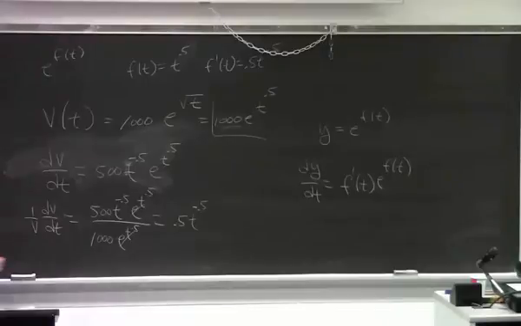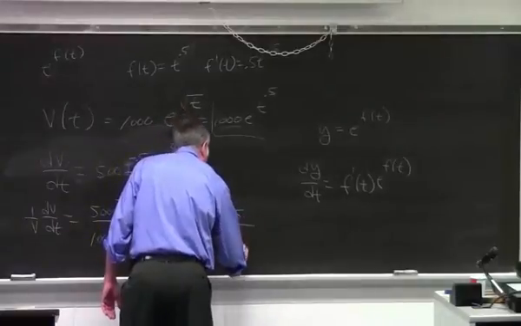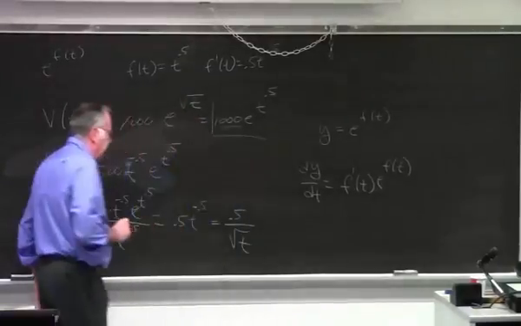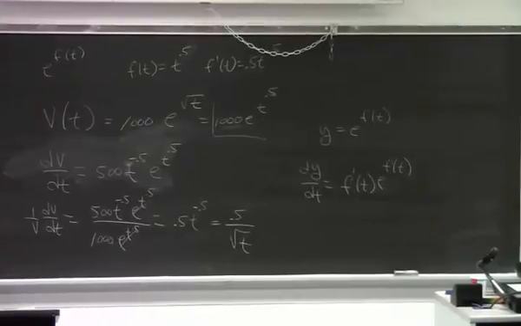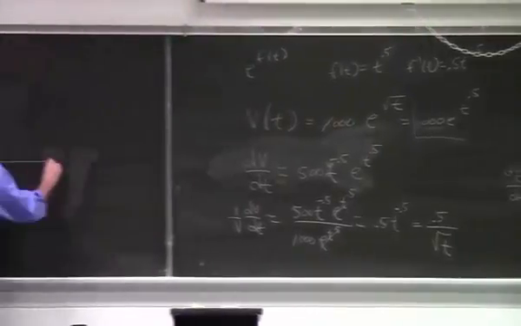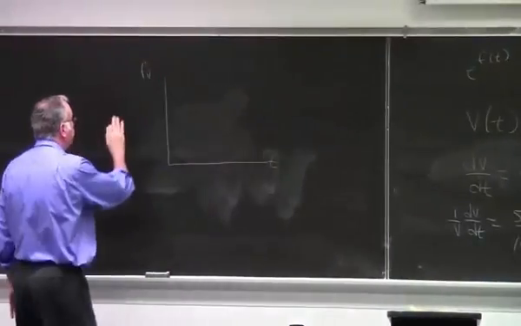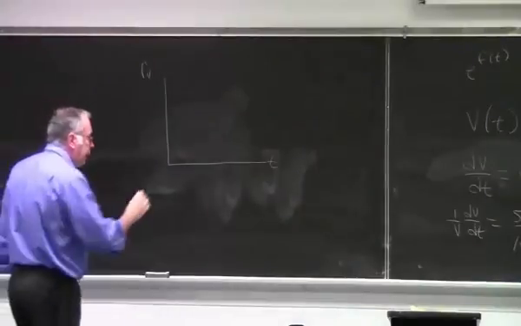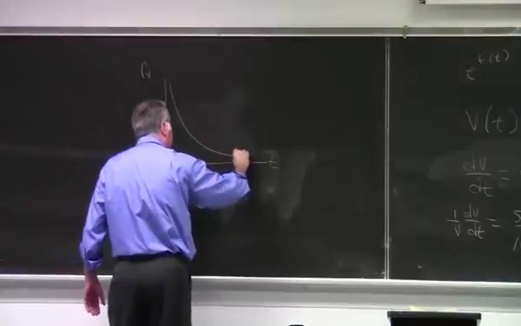Notice we could rewrite this as 0.5 divided by the square root of t. T to the 0.5, if you bring that down to the denominator, is just the square root of t. So if we graph this, you could see what it looks like. Here's t. Here's the growth rate of v. And since you have the square root of t in the denominator, it's just going to have that shape right there.